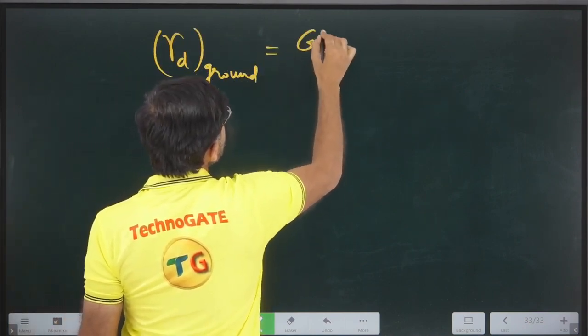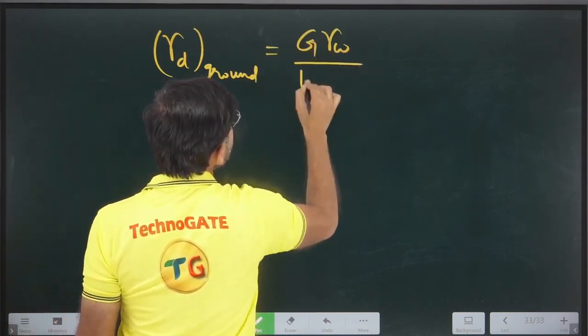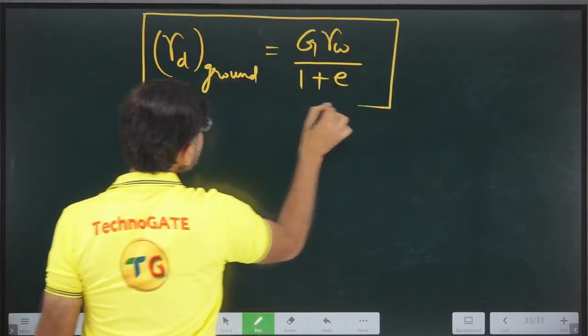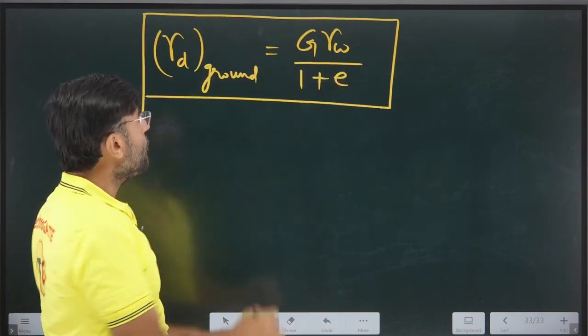Can I calculate again the value of void ratio from here? I am having gamma d ground. Can I calculate the value of void ratio?